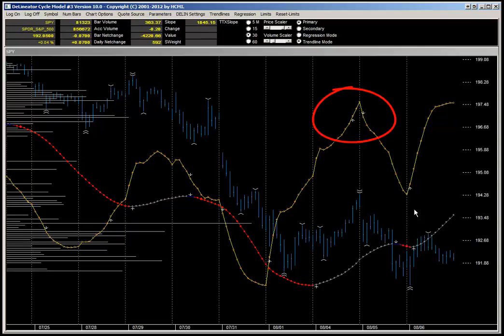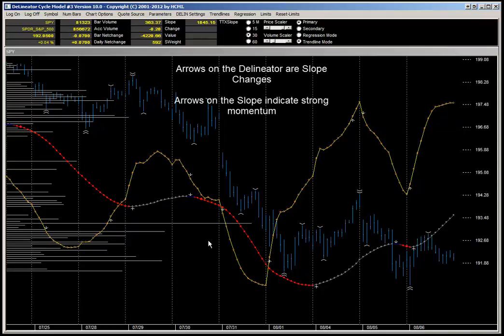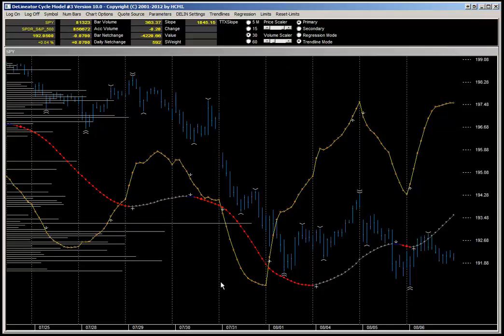These white arrows on the slope graph are there to indicate when there is high momentum. The stronger the momentum in the slope, the more of a pull on price there will be, either up or down. So we've got two sets of arrows. We've got the arrows on the delineator, which are slope changes. We have arrows on the slope line, which indicate when there is strong momentum. We have volume at price on the left, which shows at what price level there is the greatest volume.